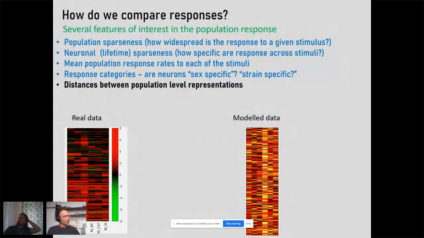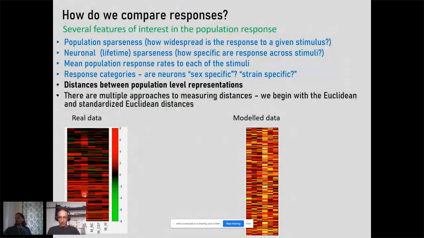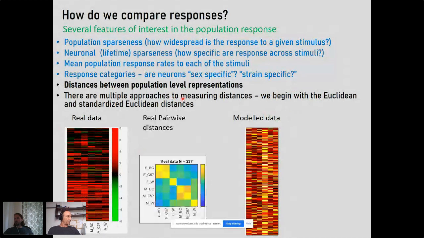By this, I mean just looking at different vectors, different columns here, that show the population response and comparing them to each other. And again, there are many ways, of course, to compare population level representations. We use various measures here. I want to show you the results that we obtained with the Euclidean and the standardized Euclidean distances.